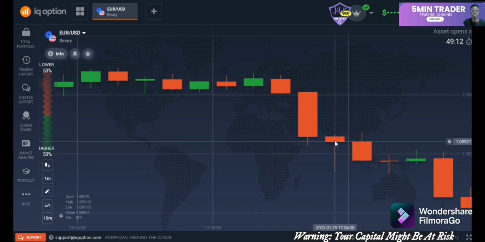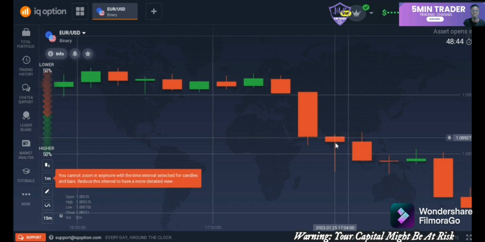Now this is another 1 minute candle. It opened here, the buyers pushed it to this level, and then the sellers came in and pushed it all the way down, then the buyers stepped in again and pushed it, and it closed here. The reason why this candle is red is because it closes below the area where it opened. That is why the candle is red.